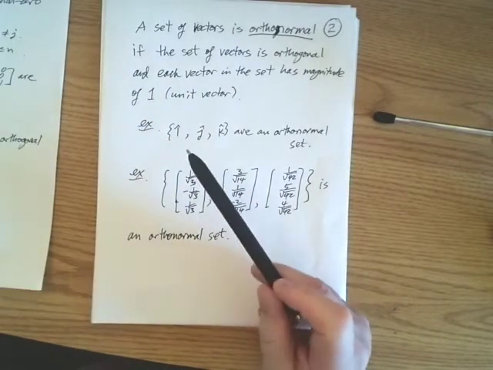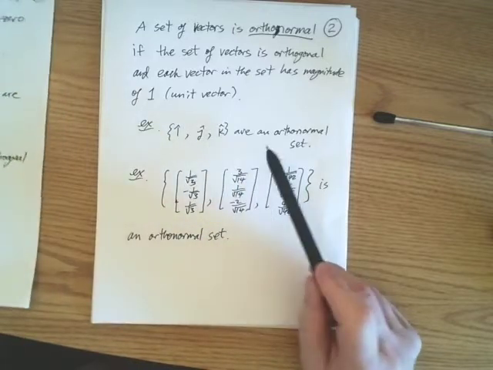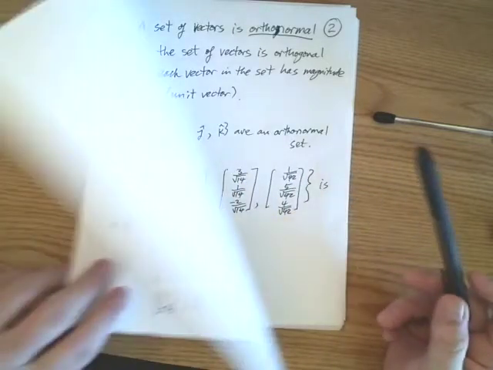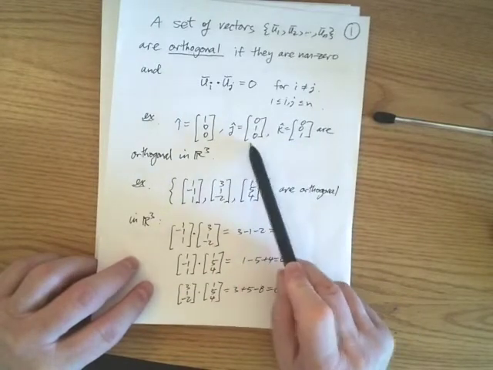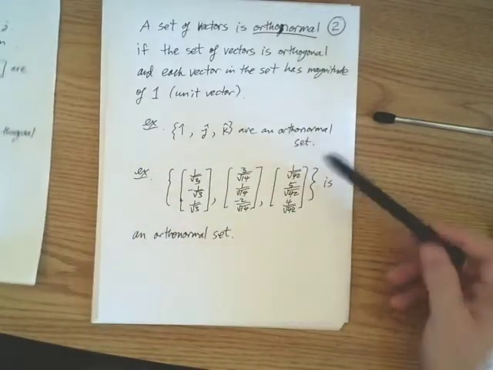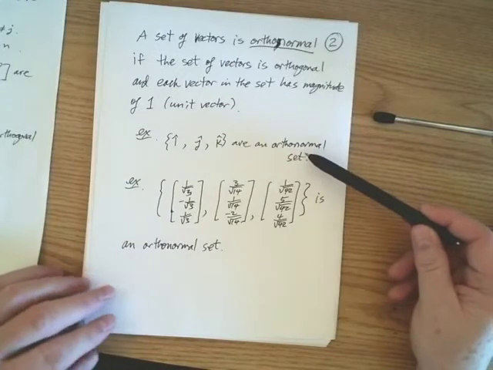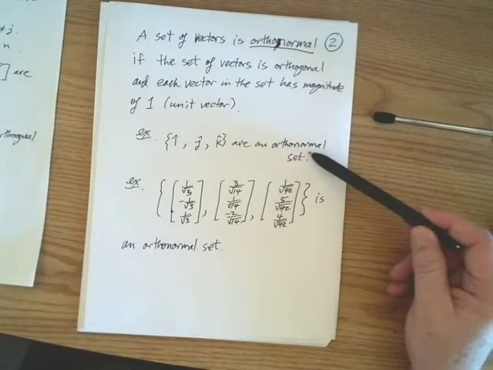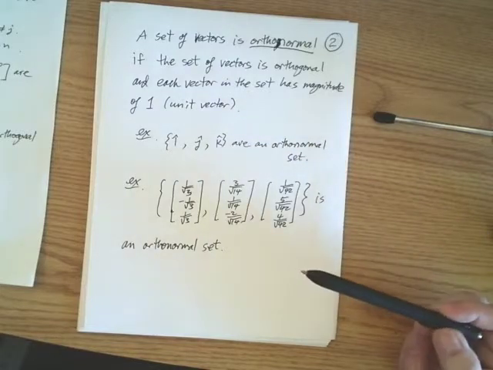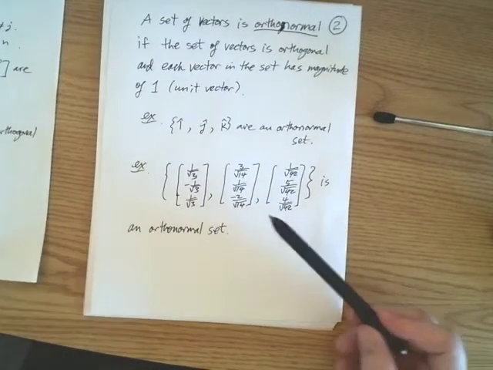Now let's go back and think for a second here. ijk, that's an orthonormal set. We saw that they're orthogonal, and notice that the magnitude of each one of these is equal to 1. So that's what we would call the standard basis for R cubed, and that is an orthonormal set.